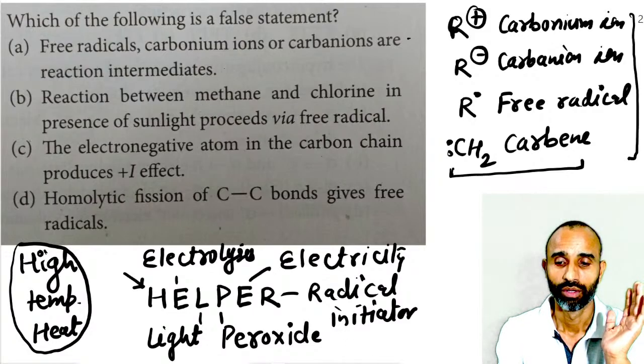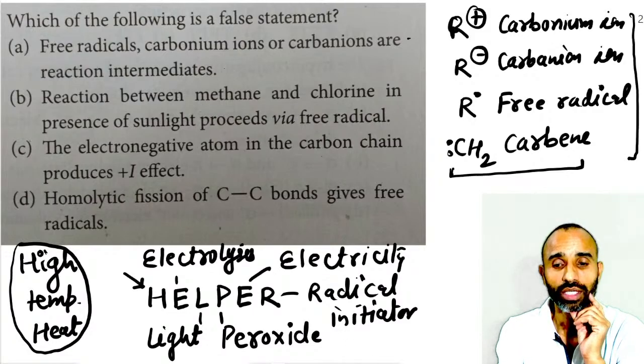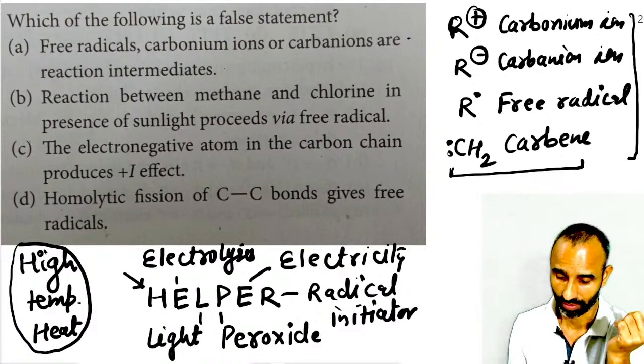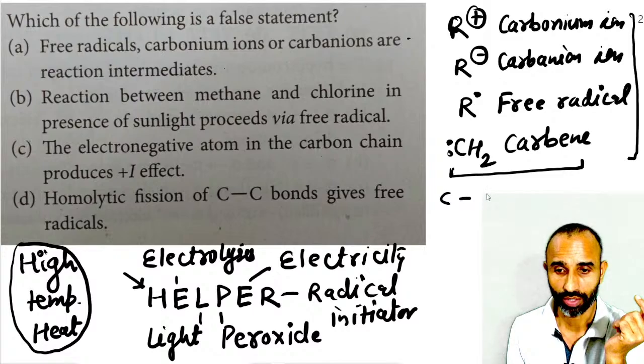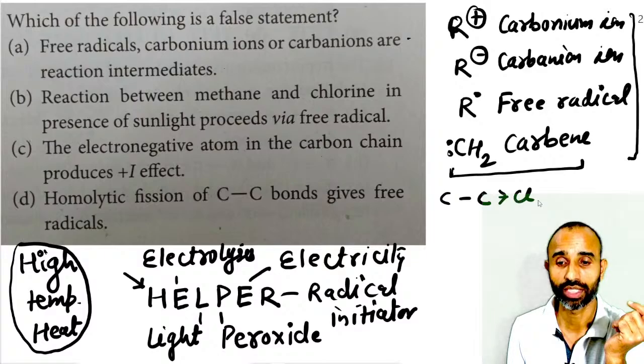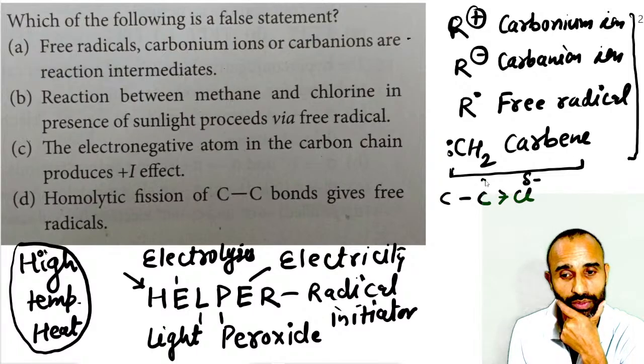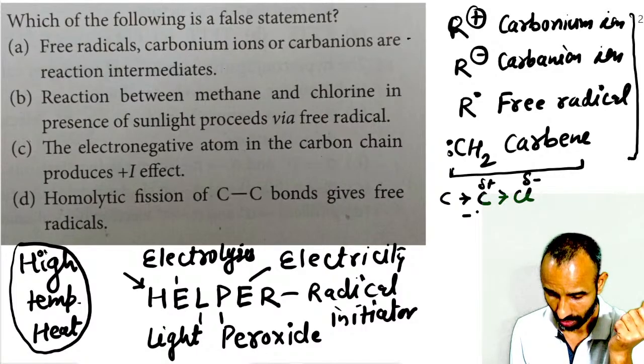Okay, next is, electronegative atom in the carbon chain produces plus I effect. False, sir. It will produce minus I effect, because chlorine is an electronegative atom, it withdraws electrons from the chain, and therefore it will show minus I effect.